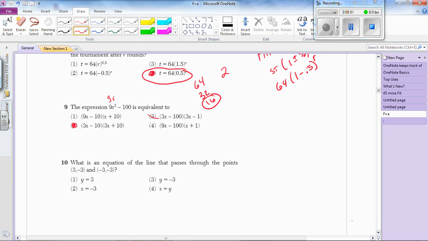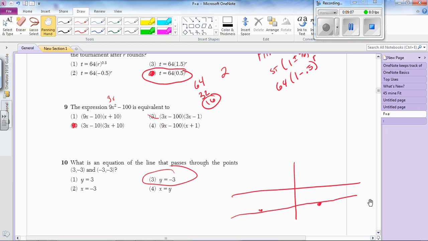What is the equation of the line that passes through the points? Okay, so if you struggle with this, you just plot the points. 3, negative 3, negative 3, negative 3, and then there's the line. And that is the line y equals negative 3. Remember, the y equals lines are the horizontal lines, the x equals lines are the vertical lines.